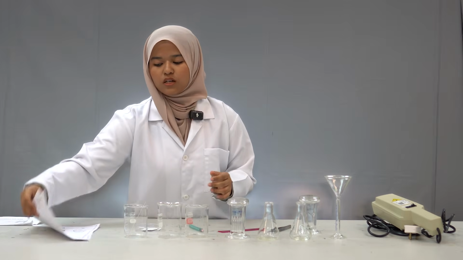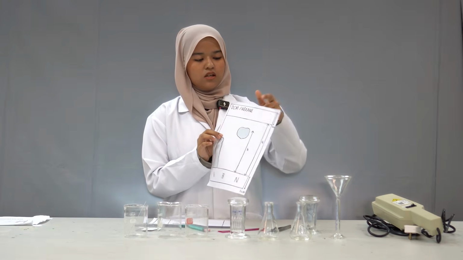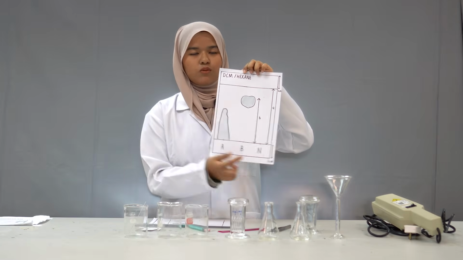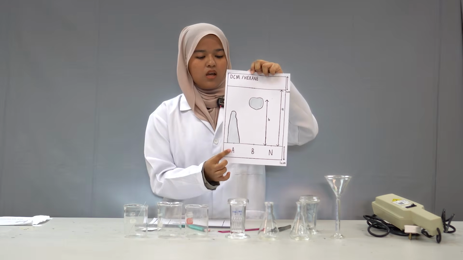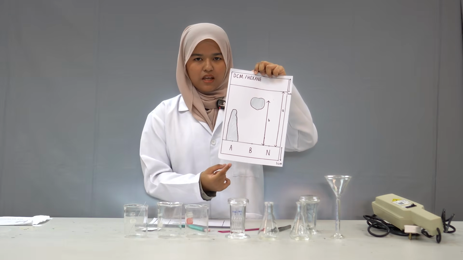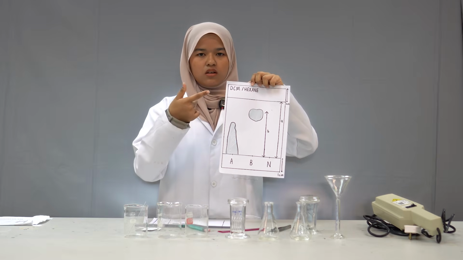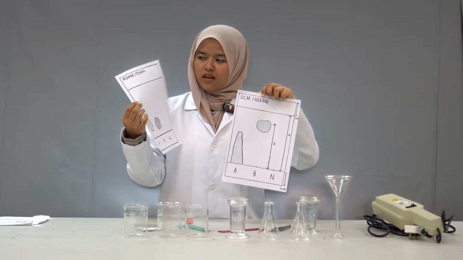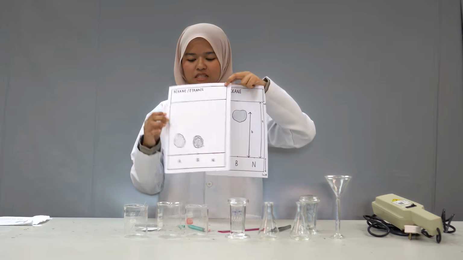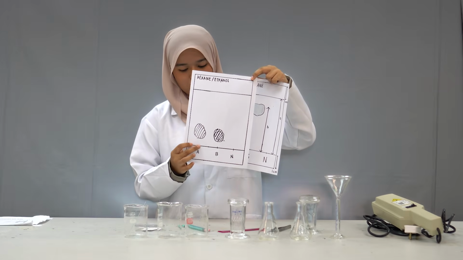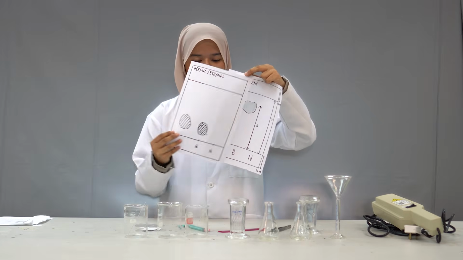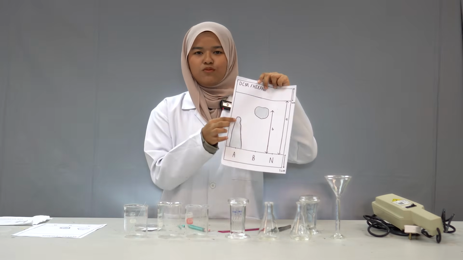So next is the result of our experiment. For the first solvent that we use, which is the DCM and hexane, this is the result that we can see. We can observe that the acid and the base move further upwards, compared to the hexane and ethanol, where it moves just slightly from the base. Why does this move further?